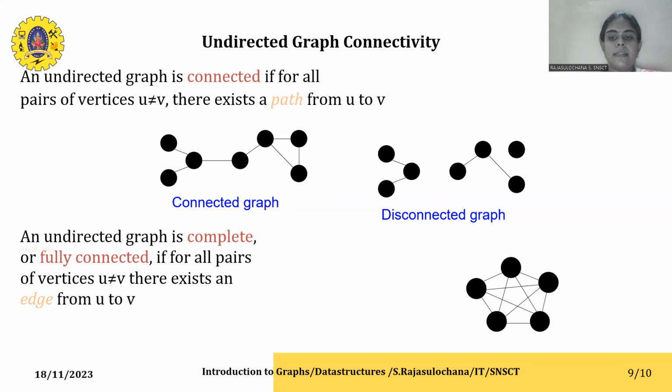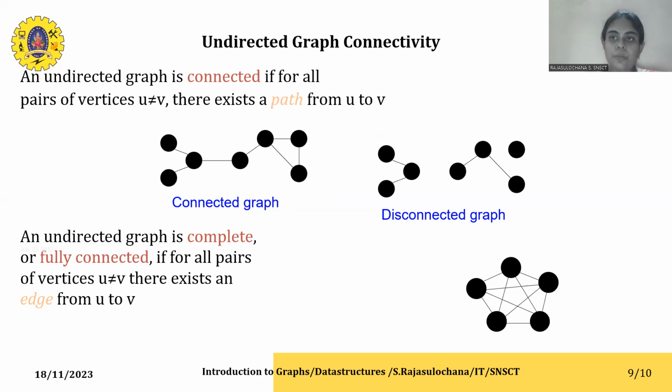This connected graph is called complete or fully connected. When do we call it complete or fully connected? In the case of an undirected graph, if there is an edge between every pair of vertices, not a path, I'm talking about the edge.